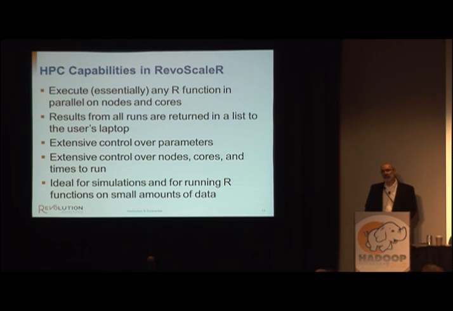So, a little more detail on the high-performance computing capabilities. We have a function in our RevoScaleR package that allows you to execute essentially any R function in parallel on the nodes and cores of your computing platform. All the results from that are then returned by default to the user's laptop, although you could put calls in your R function to write that data to HDFS or to HBase, for example. These functions allow you extensive control over how they're executed on the platform, and they're ideal for running simulations.